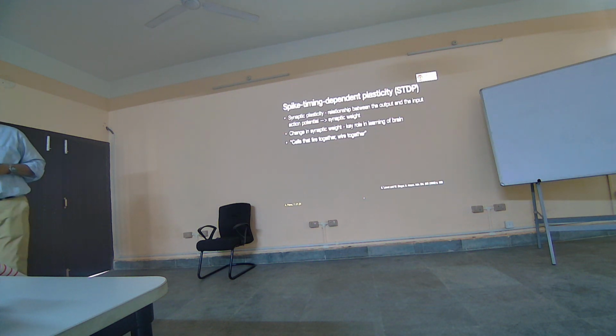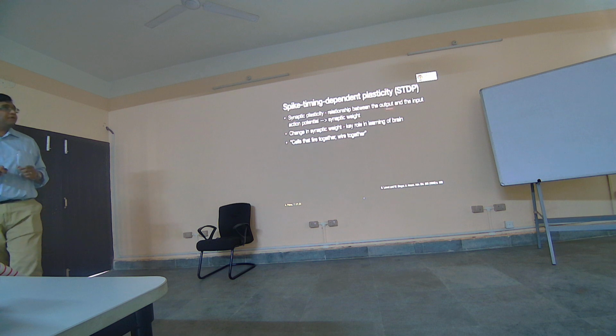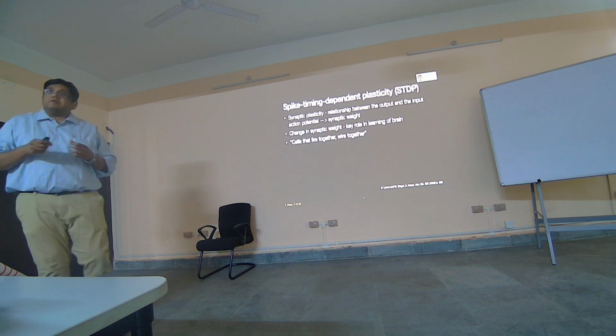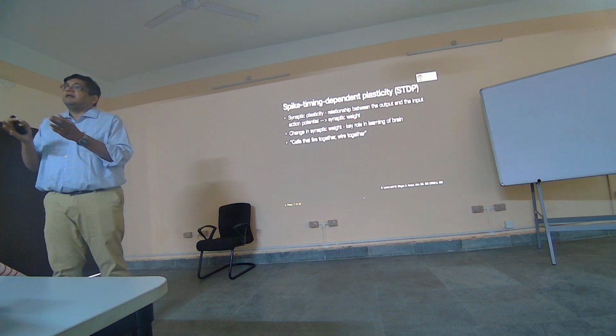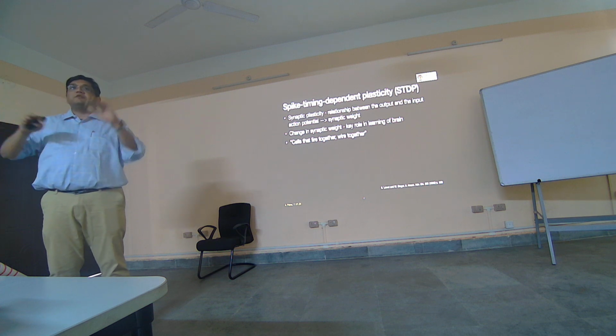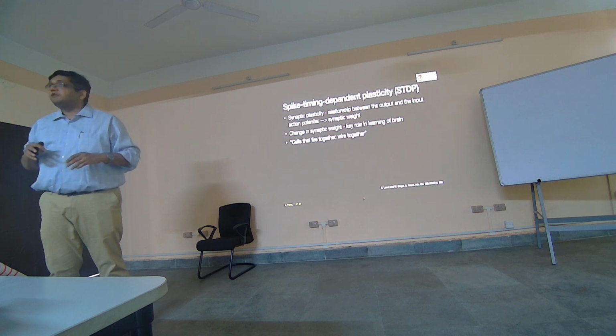So, what is synaptic plasticity? It is the relationship between the output and the input neuron. Right? So, ideally, what we want is, remember, now we're talking about the analog domain. It's not like I have three inputs and an output, where the output is a Boolean function of three inputs.